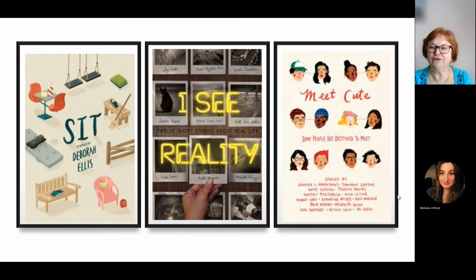In Meet Cute, we have 14 short stories, all based on romantic relationships, but that's where the similarities stop. We have different genres, different tones. They are not only boy meets girl stories, but all kinds of variations. And this is really of interest to all secondary levels.